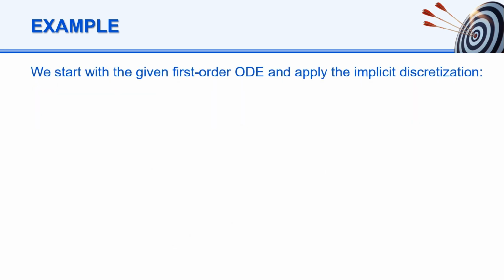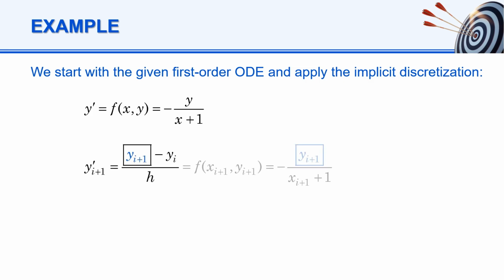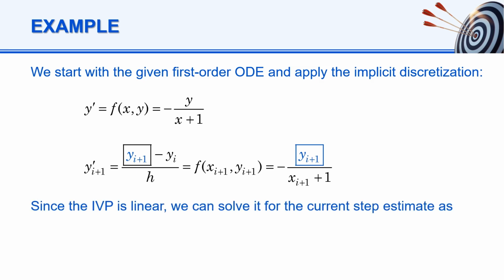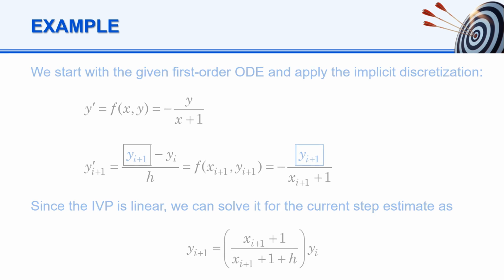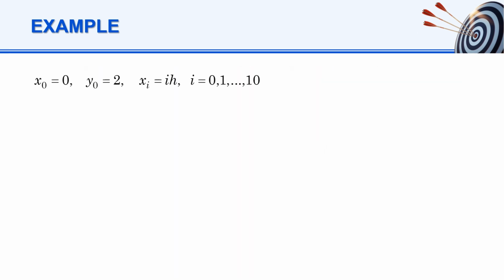We start with the given first-order ordinary differential equation and apply the implicit discretization. Substituting f(x,y) into the difference equation, we obtain the following. Since the IVP is linear, we can solve it for the current step estimate as follows. The initial values x_0 and y_0 are 0 and 2, respectively.